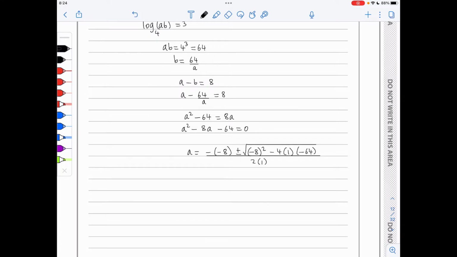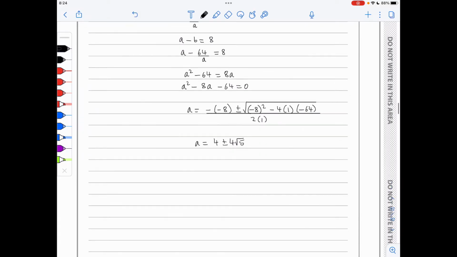This simplifies into A being 4 plus or minus 4 root 5. However, we are told that A is positive, so A must be 4 plus 4 root 5, because 4 minus 4 root 5 will turn out to be negative. I will now substitute this value into the equation A minus B is equal to 8 to get 4 plus 4 root 5 minus B is equal to 8, and therefore 4 plus 4 root 5 minus 8 is equal to B, which leads to minus 4 plus 4 root 5 is equal to B. That's the value for B.